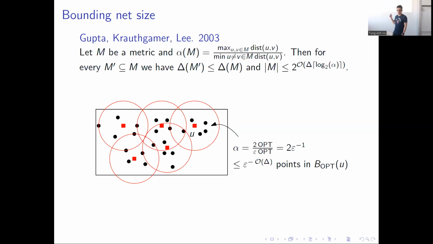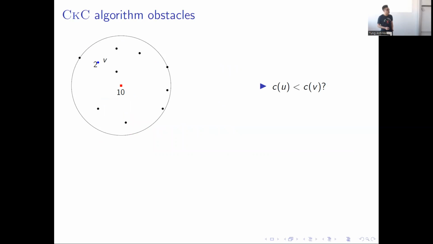So let's think of capacities, right? If I want this algorithm to support capacities, what can go wrong? One of the steps of the algorithm is that I take these optimum centers and I replace them with the net points. But it may happen that this net point here, which I want to use as a replacement, has much lower capacity than the original optimum center. That can happen, right?